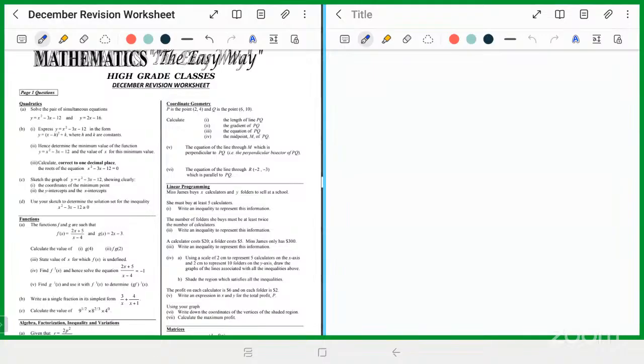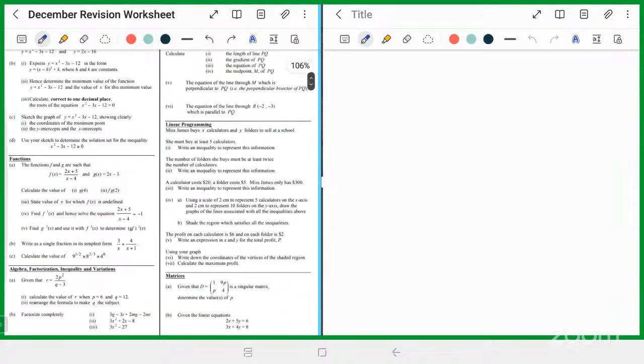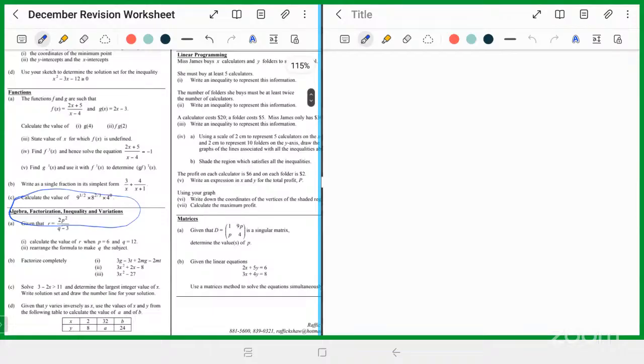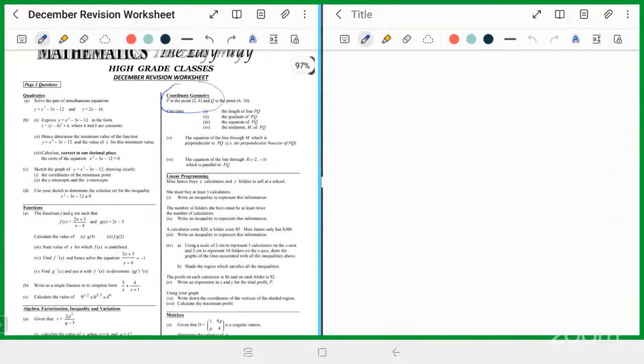All right, so I'll give you 4 questions to do. That's a quadratics question. That's the functions question, the algebra question, and this coordinate geometry question. So we're doing these 4 today.